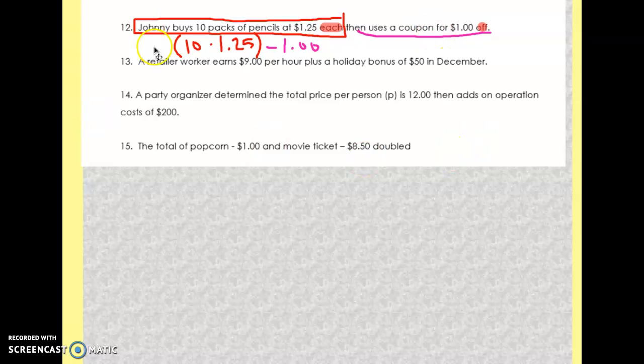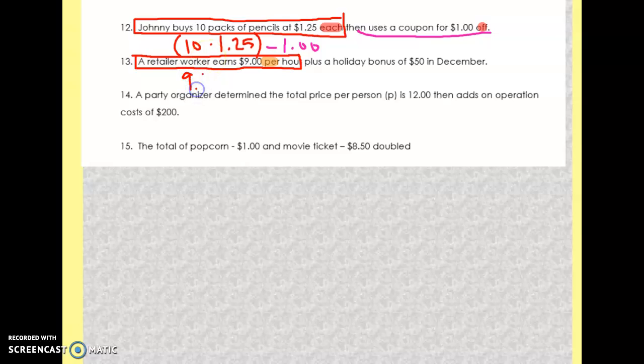Number 13, a retail worker earns $9 per hour plus a holiday bonus of $50 in December. So good thing is, guys, is that typically we talk in left to right fashion, meaning that we kind of naturally say what needs to happen first and then add on the second or third operation. So a retail worker earns $9 per hour. Per, we know, is the key word for multiplication. So if I was looking to write an expression, we said it needs to be in parentheses. That's what happens first. We'd have $9 per hour.